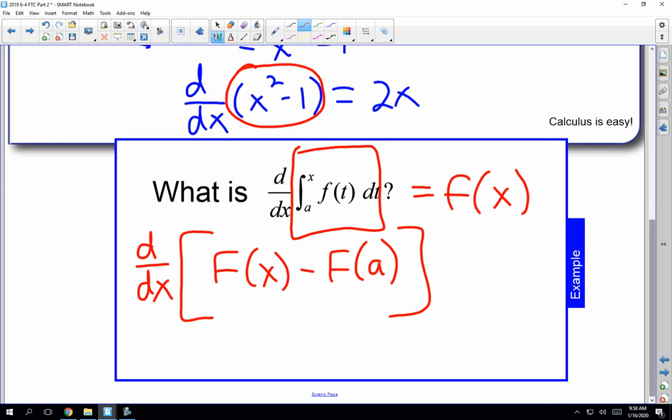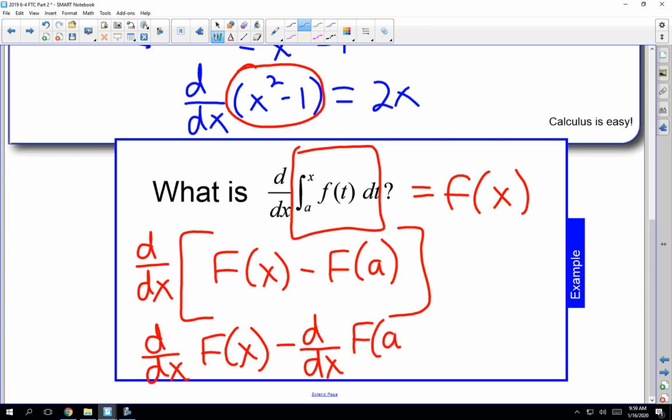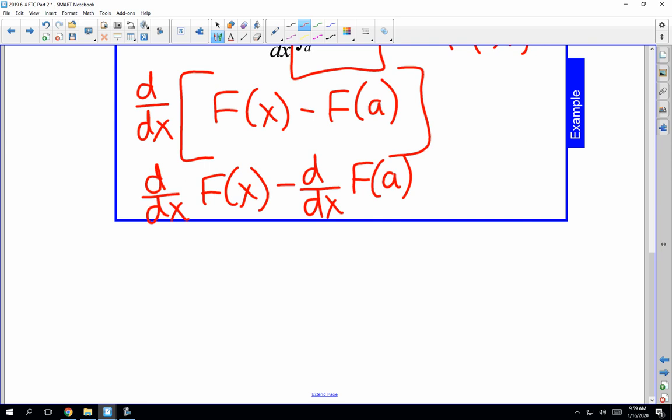So, okay, now let's apply the derivative. The rules of derivatives, just like the rules of integrals, say you can apply the derivative to each part separately. So we got this, d dx of big F of x minus d dx of big F of a. That's what I have so far. I'm just applying the derivative to each and every term of this binomial. Okay, what is the derivative with respect to x of big F of x, regardless of what the function is, little f of x? It doesn't matter what the function is.